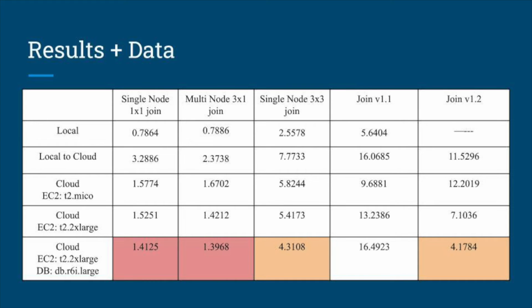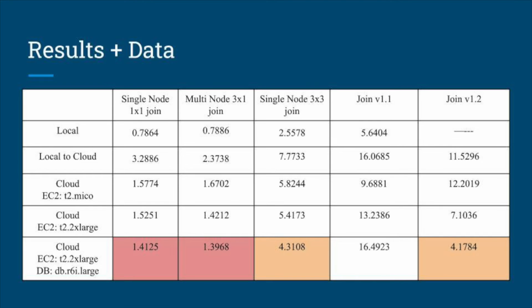For one, let's look at the orange. As you can see, our distributed join algorithm actually ran faster than a single node 3x3 join. This means that if you separate data into 3 random chunks and put those data into 3 different servers, our distributed join algorithm will actually run faster than if you put those 3 chunks into one server and did a join and union across them.